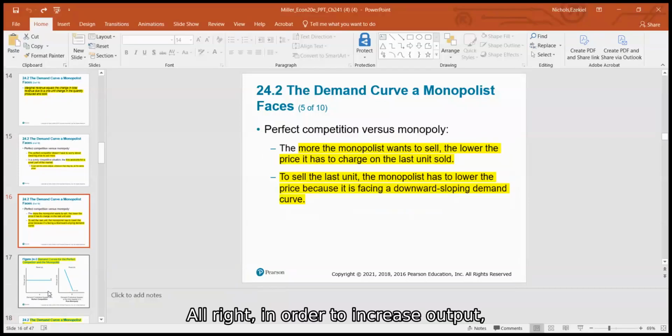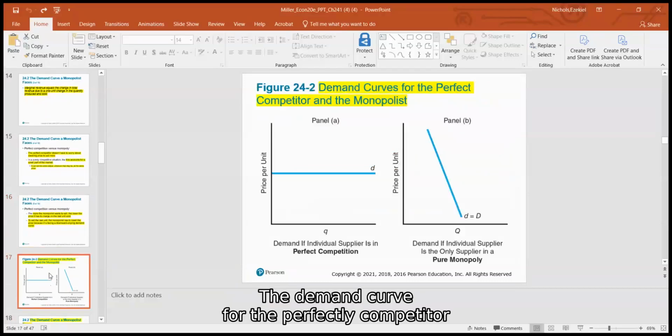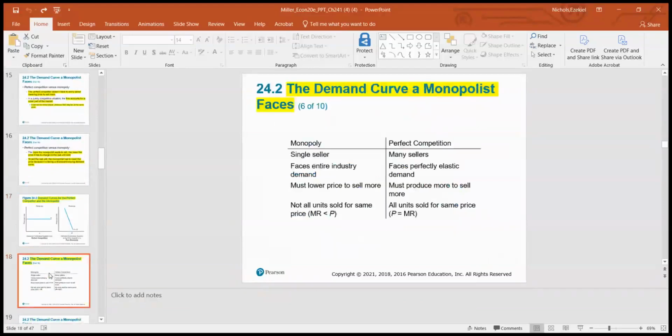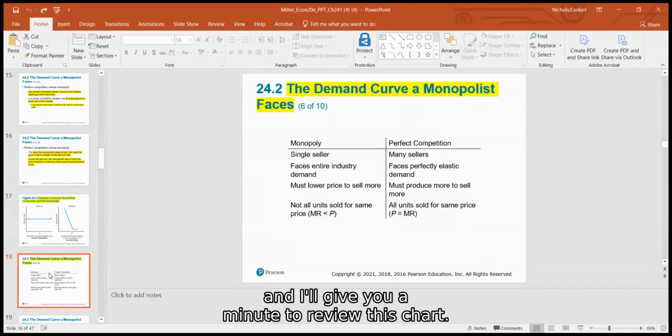All right, in order to increase output, the monopolist has to lower the price on the last unit sold. So an example of perfect competition versus a monopoly: the demand curve for the perfect competitor was horizontal, or perfectly elastic, whereas for the monopolist, it's downward sloping. Okay, so here you have a chart of the differences between a monopoly and perfect competition, and I'll give you a minute to review this chart.